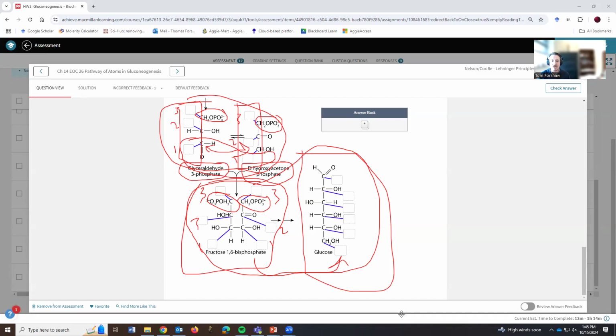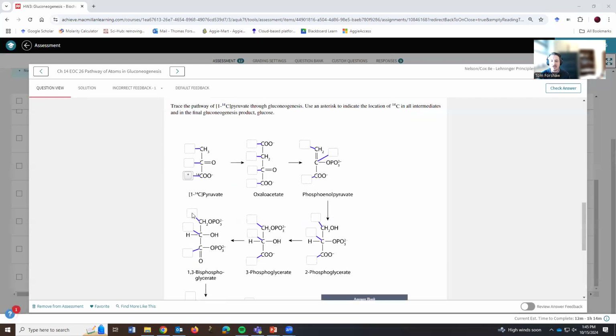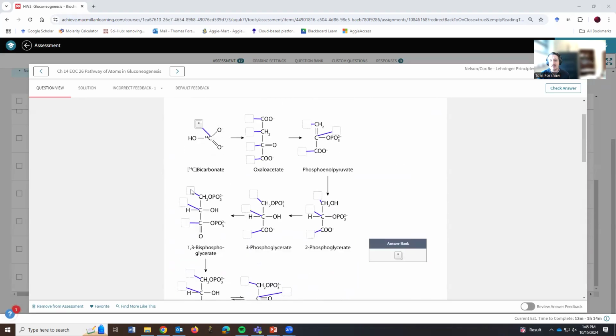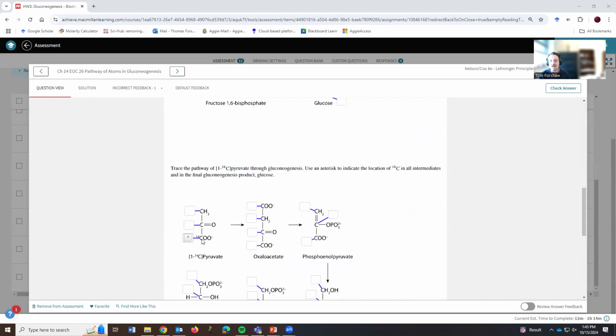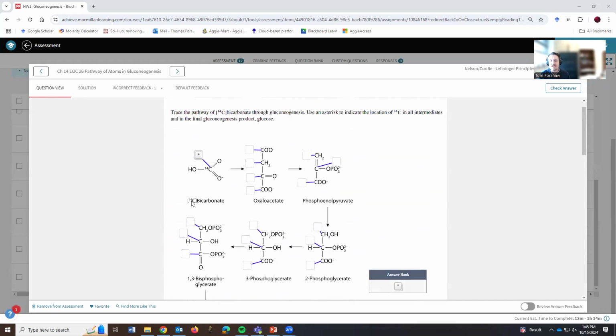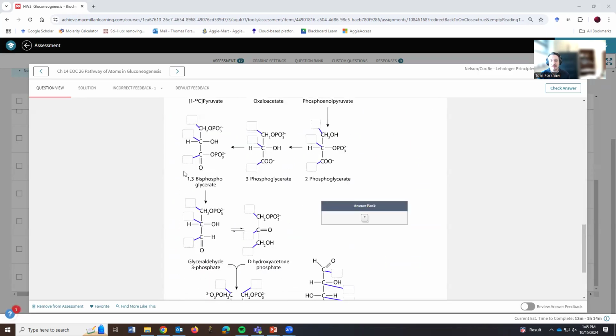Just by going through reversing the steps of gluconeogenesis from making the pyruvates or oxaloacetate. So it's actually the same as this one up here, except it's saying labeling carbon 1, and this time it's labeling carbon 4. So you can just follow it through and look at the differences between them. But that should give you the information you need to figure this out.